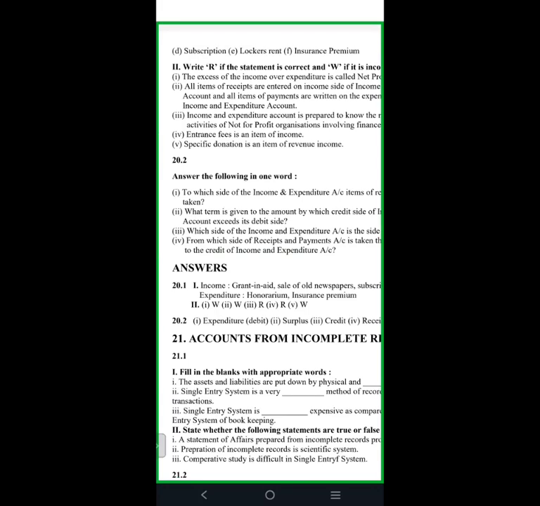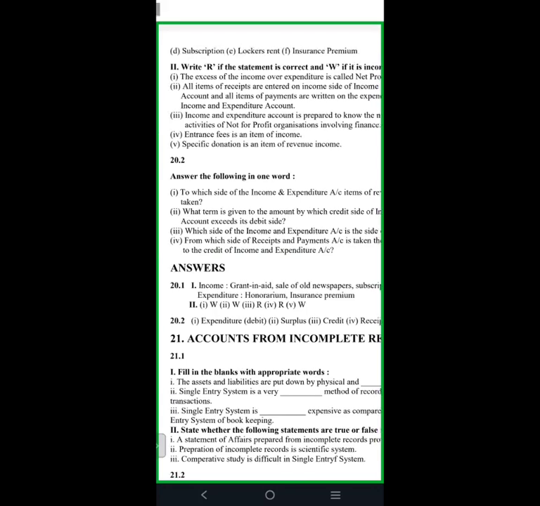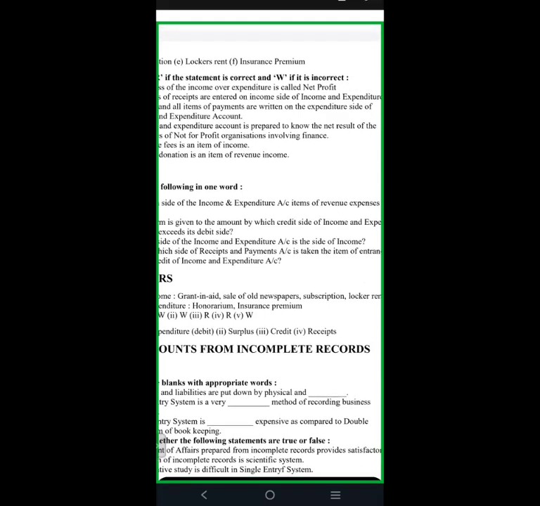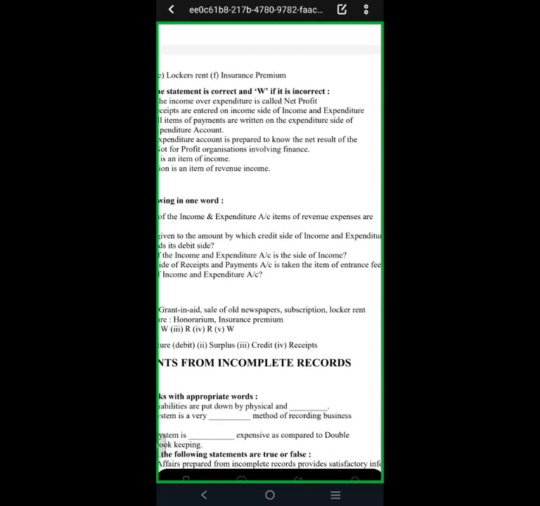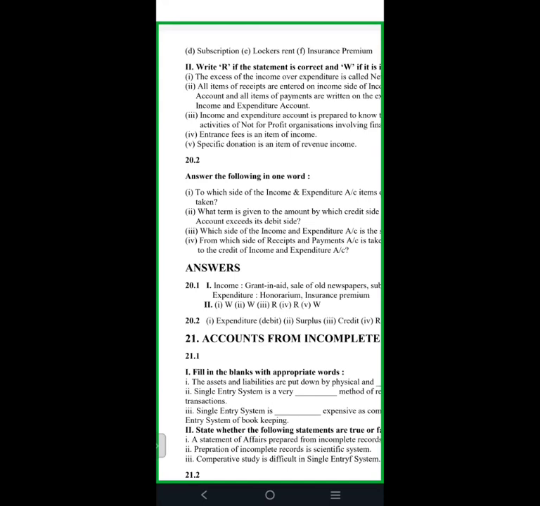Which side of the income and expenditure account is the side of income? Credit side. From which side of receipts and payment account is the item of entrance fee taken to the credit of income and expenditure account? That is receipts.